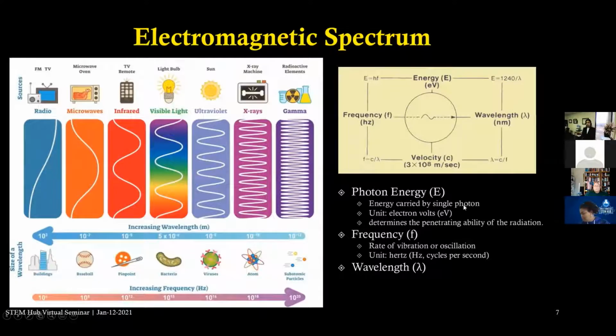The photon energy is expressed in terms of electron volts, and frequency is expressed in terms of hertz. The frequency is the number of oscillations per second. Here you see the waves; these are the oscillations per second. And wavelength is the distance between these two peaks. So the frequency and wavelength are inversely related.